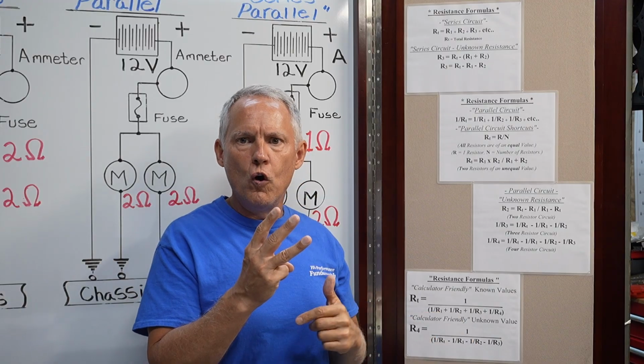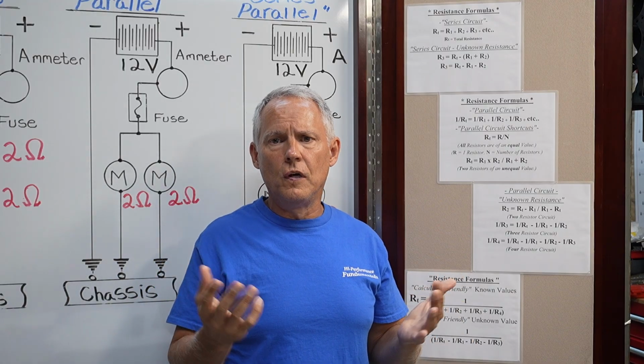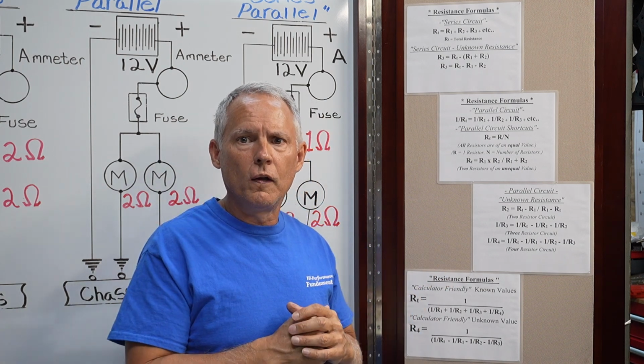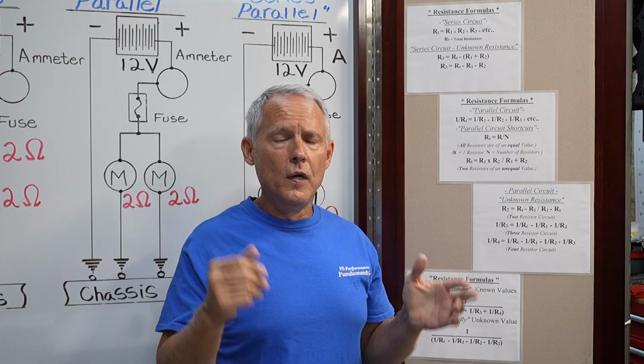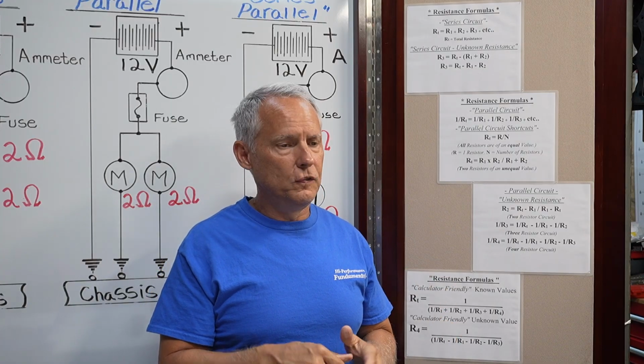Each one's 2 ohms. 2 plus 2 plus 2 is 6. So the total circuit resistance is going to be 6 ohms, right? Simple as that. Series circuit. There's not a whole lot more to be known than that. Just add them all together, right? And once you add them all together, you know it. It's really just that simple.